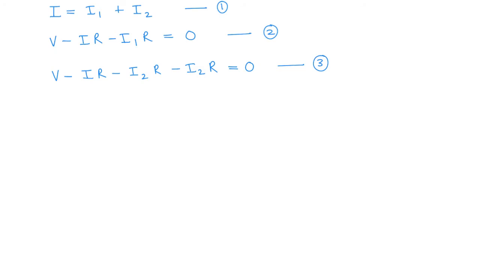So we have these three equations, and if we solve them, we get I1 equal to 2 over 5 V over R, and I2 equal to 1 over 5 V over R.